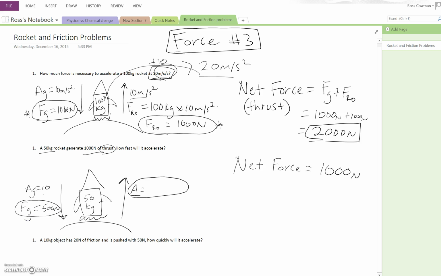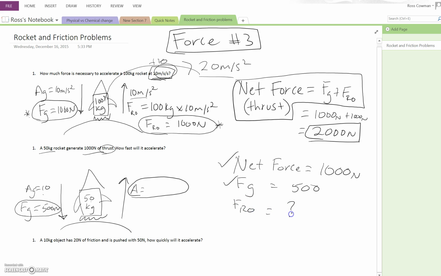Now, to bring us back a step here, we need to remember this equation right here. So if net force is equal to force of gravity plus the force of rocket, we have net force. We have F_G. So all we're left trying to find out is the force of the rocket. So if F_G plus F_RO equals net force, we can just subtract force of gravity from net force to find the force of the rocket. So 1,000 minus 500 leaves us with 500 newtons.